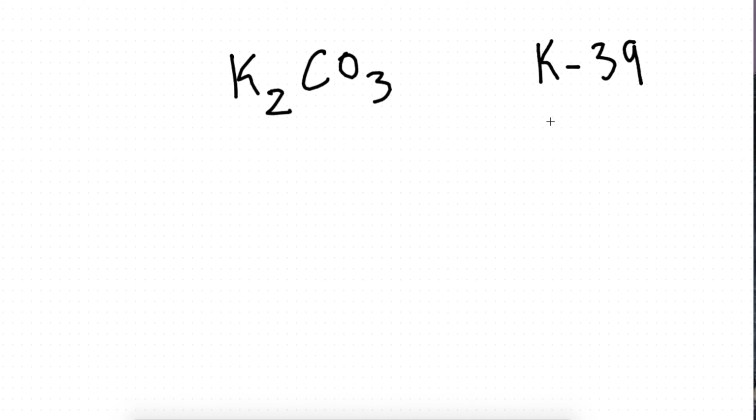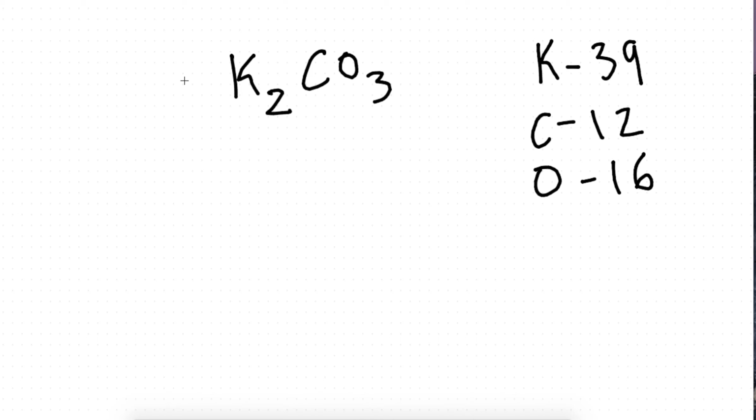Now, we need to know the molecular formula of potassium carbonate, and we haven't learned how to determine that yet, so I'll just write it down for now. Potassium carbonate is K2CO3. We want to find the percentage of potassium in this whole compound. We need to know the atomic masses of potassium, carbon and oxygen. Potassium is 39, carbon is 12, oxygen is 16. So we just want to find potassium.